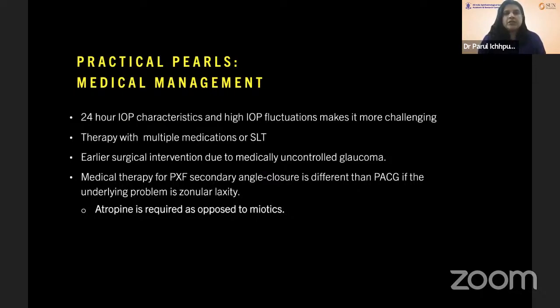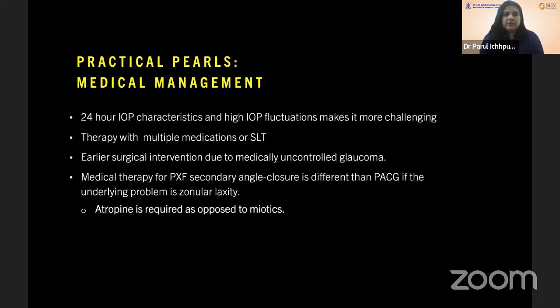We must remember the 24-hour IOP characteristics, and there are high IOP fluctuations in these cases. So one must aim to dampen the IOP fluctuation to 3 millimeters or less. Sometimes you may need to do a diurnal variation of IOP even on medications, and if you find that the IOP fluctuations are more than 3, then you need to address and revise your treatment. Therapy with multiple medications is needed, and sometimes adjunctive SLT needs to be done for these cases. The threshold for any form of surgical intervention should be relatively earlier in these patients.